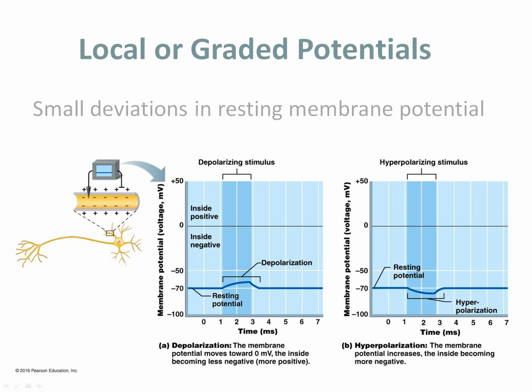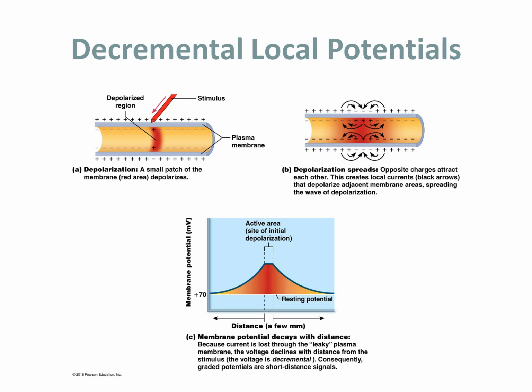A local potential does not reach threshold, but simply deflects the resting membrane potential towards 0, depolarization, or away from 0, hyperpolarization. Local potentials are decremental. They get weaker the farther you get from the depolarization. You can see the red depolarized region and how that spreads out like a wave in a pond.